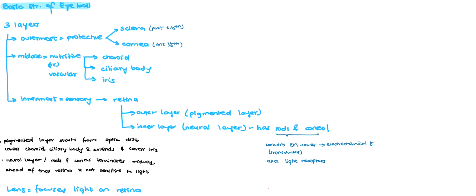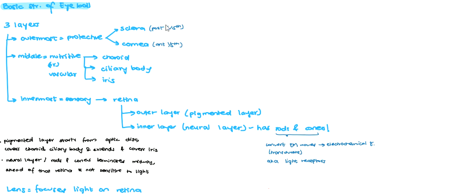I was really caught up, but finally we're back with a new video, which is about the basic structure of the eyeball. Now, our eye consists of three layers. One is the outermost, which is the protective layer. Then you have the middle, which is the nutritive or the vascular layer, and then you have the innermost sensory layer. Now, your outermost protective layer comprises the sclera and cornea.